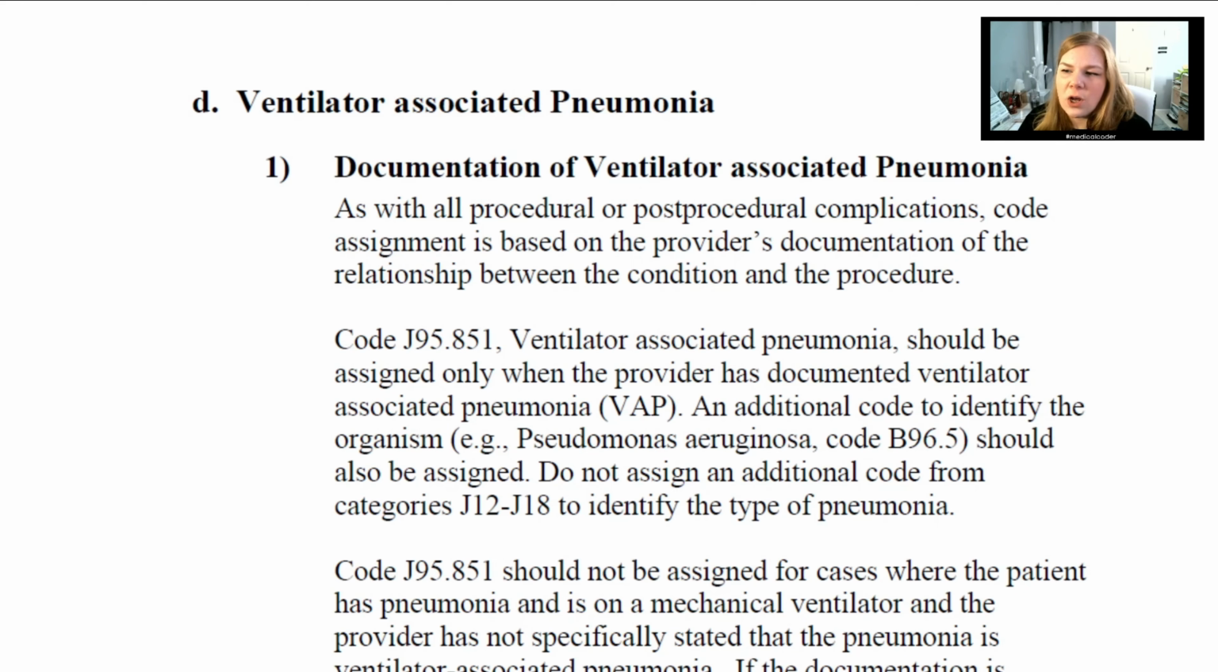An additional code to identify the organism should be assigned. Do not assign a code from categories J12 through J18 to identify the type of pneumonia. So do not assign those codes in addition to the ventilator-associated pneumonia.